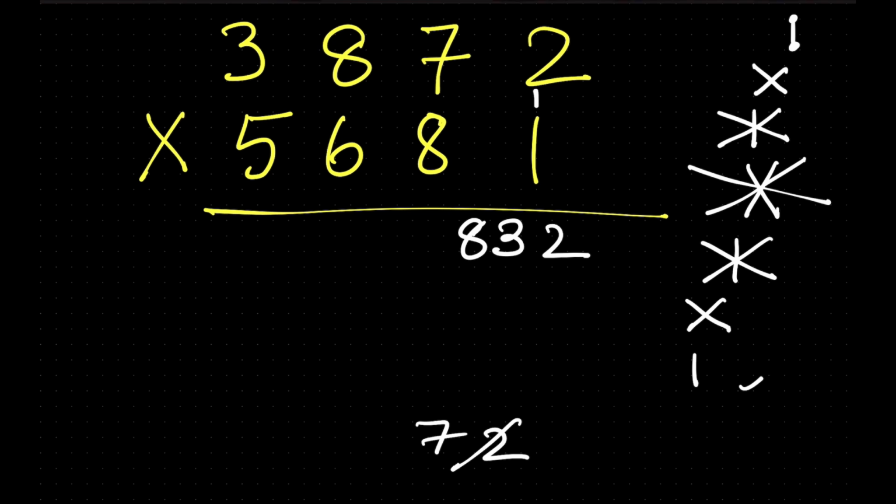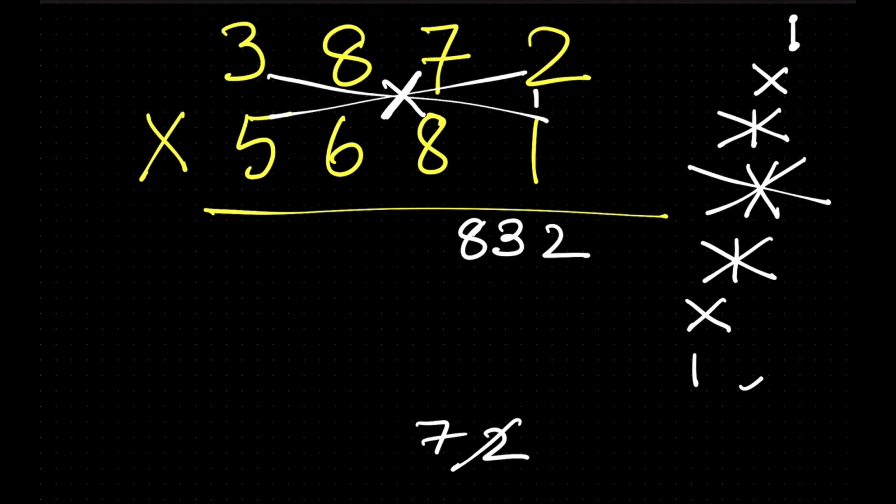Now let's see our fourth step. Our fourth step is 3 into 1, 2 into 5, then 8 into 8 and 7 into 6. So let's calculate. 3 into 1 will give you 3, 2 into 5 will give you 10, so 10 and 3 will become 13.